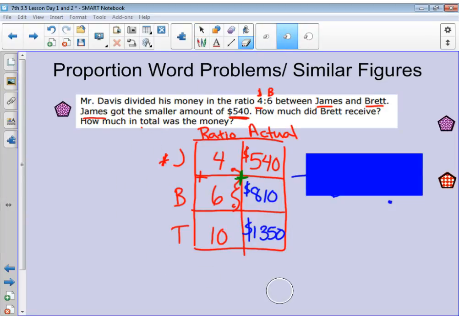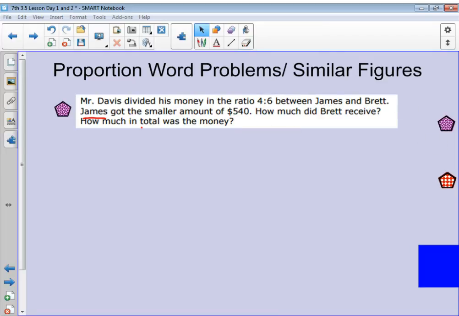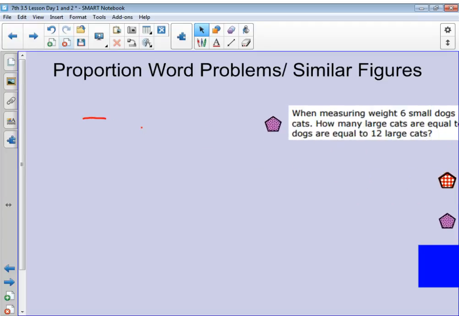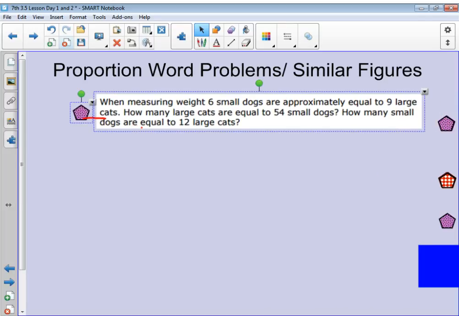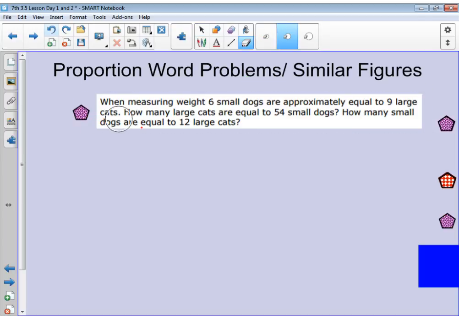Okay, so that's working off of a ratio. Now, you won't always have to use that total on the ratio, but if you need to, it's anytime they are involving a total. Sometimes you can set up just a 4-box setup. Okay, so here's our next one. It says when measuring weight, 6 small dogs are approximately equal to 9 large dogs.